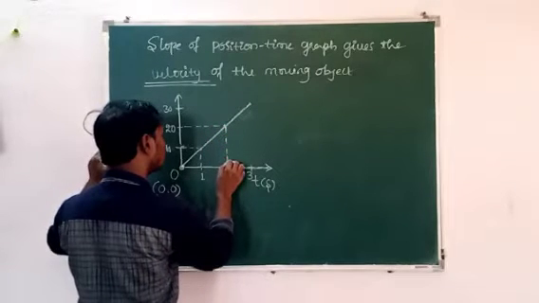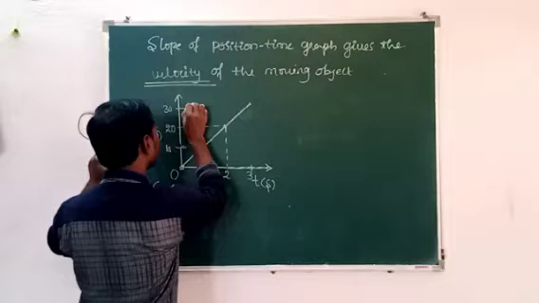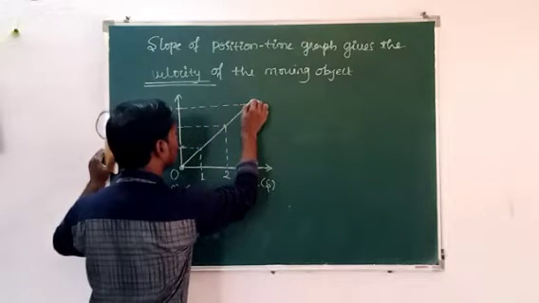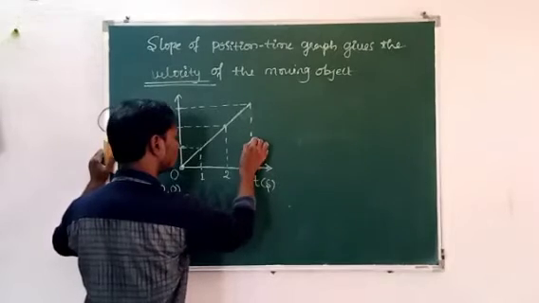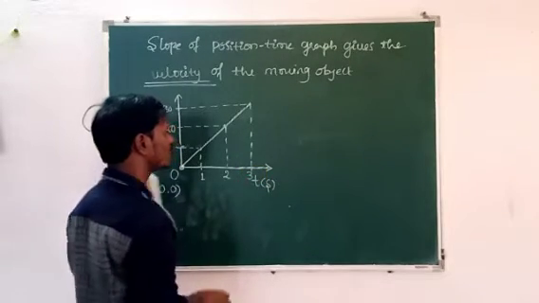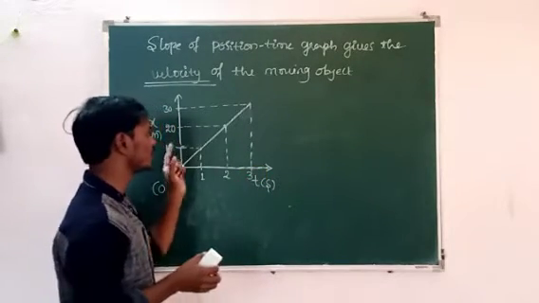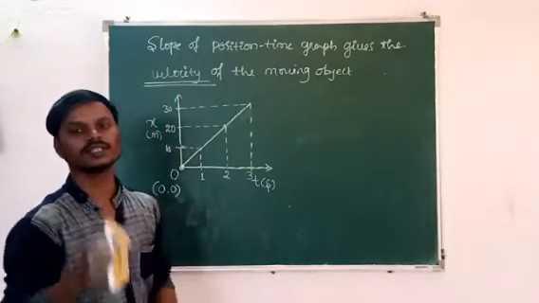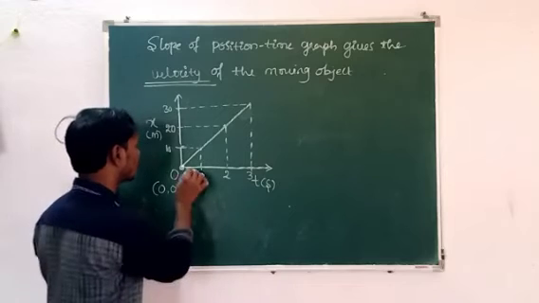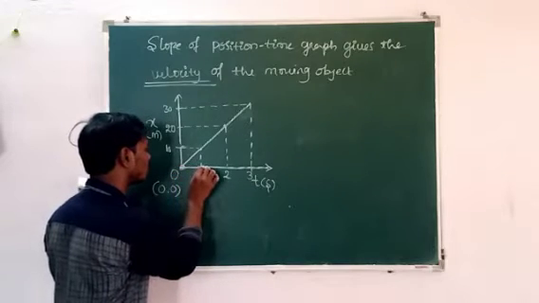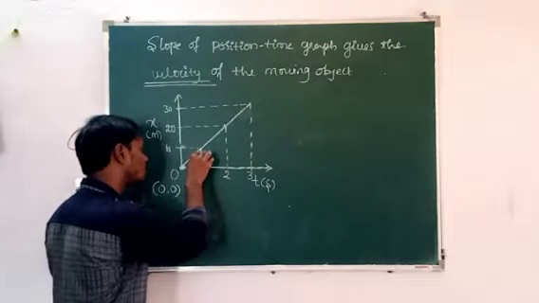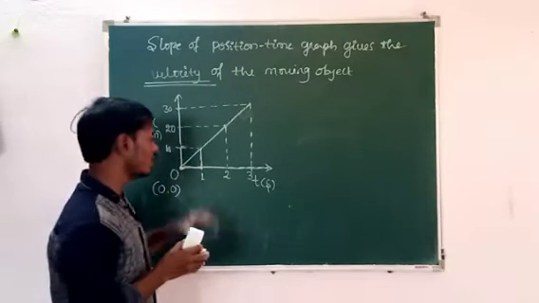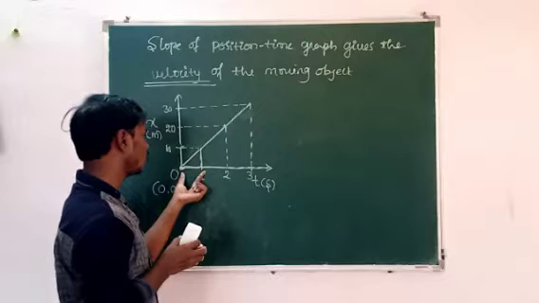Now we are going to find the velocity of the object by using this position versus time graph. How to determine the velocity of the object by using this position versus time graph? By taking its slope. So I will start from here. Slope is nothing but opposite side divided by adjacent side.